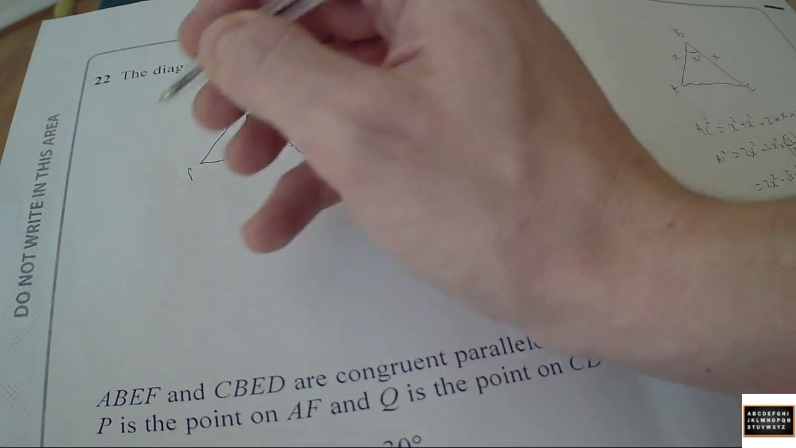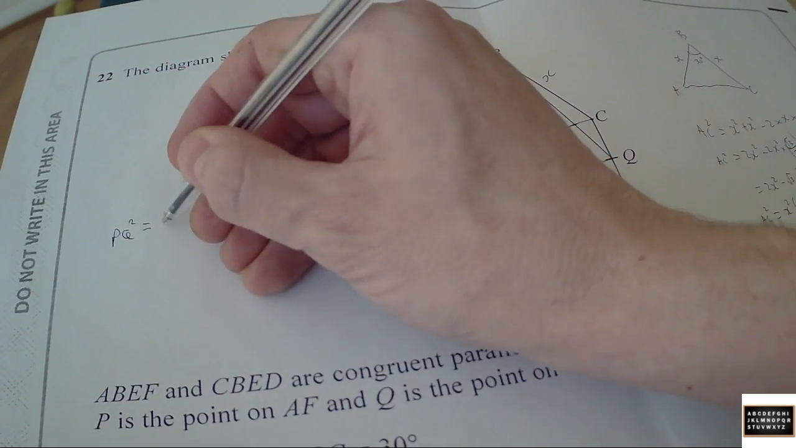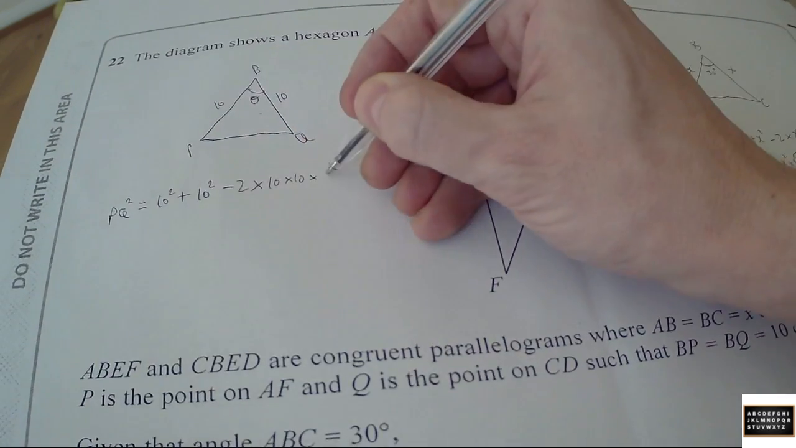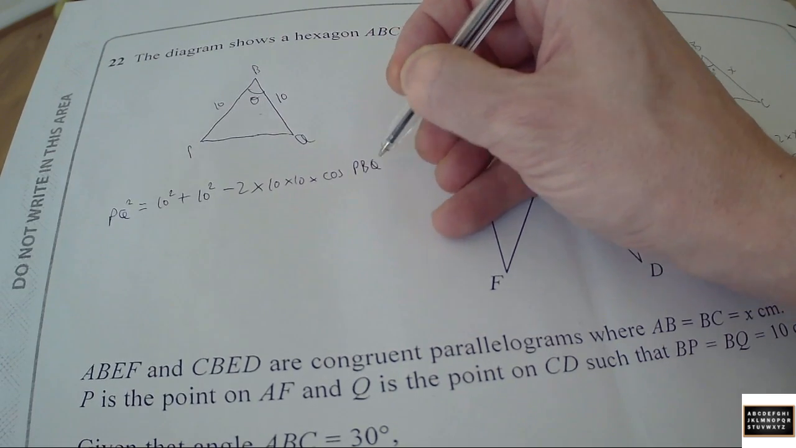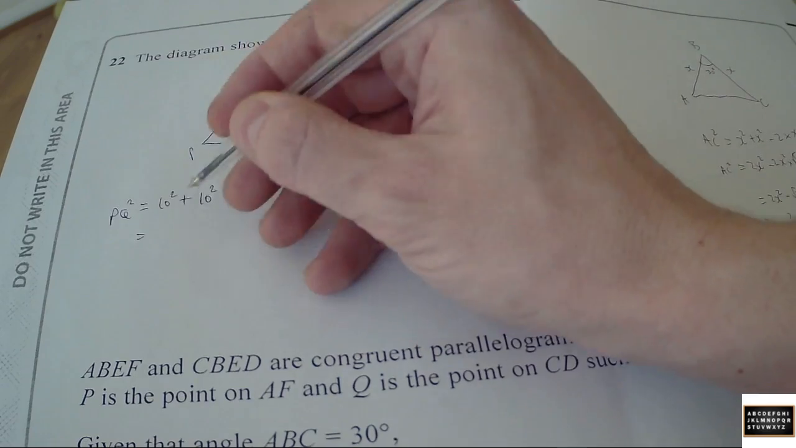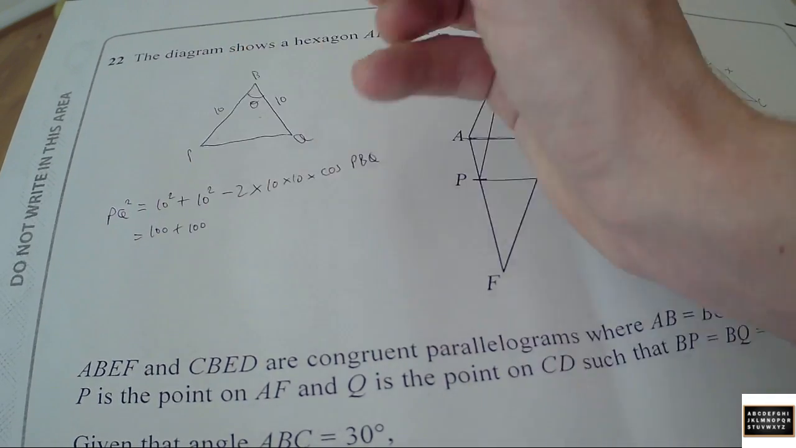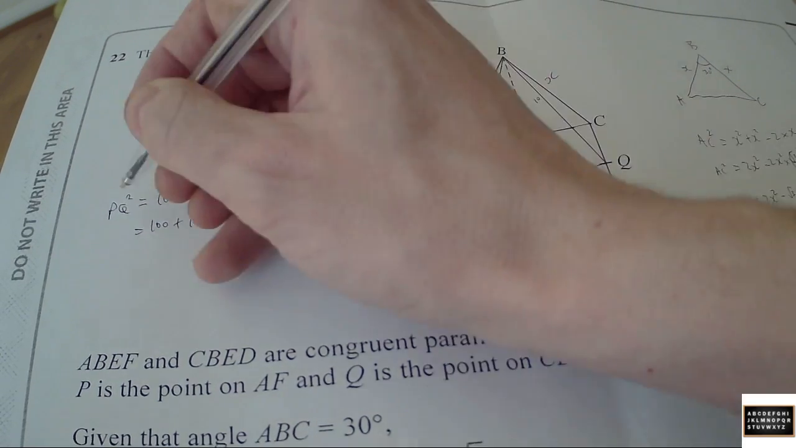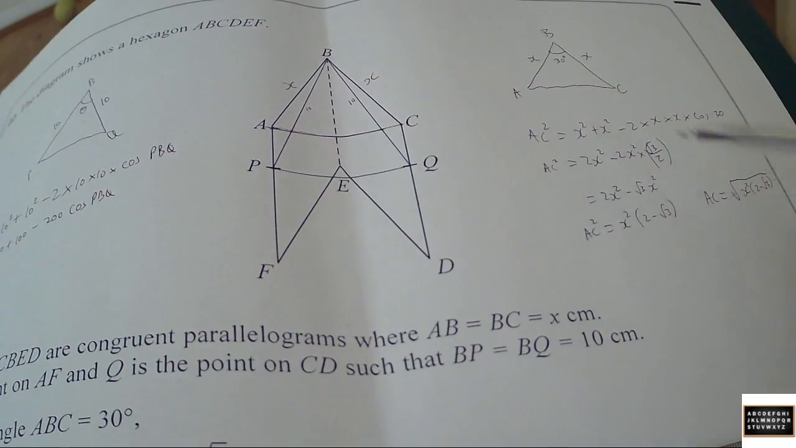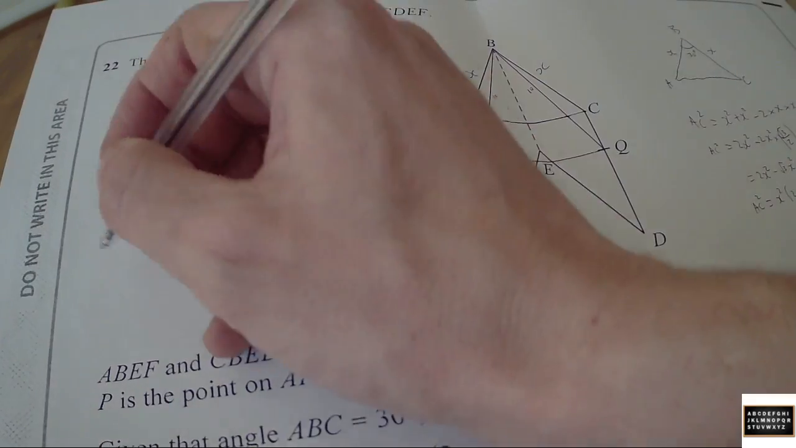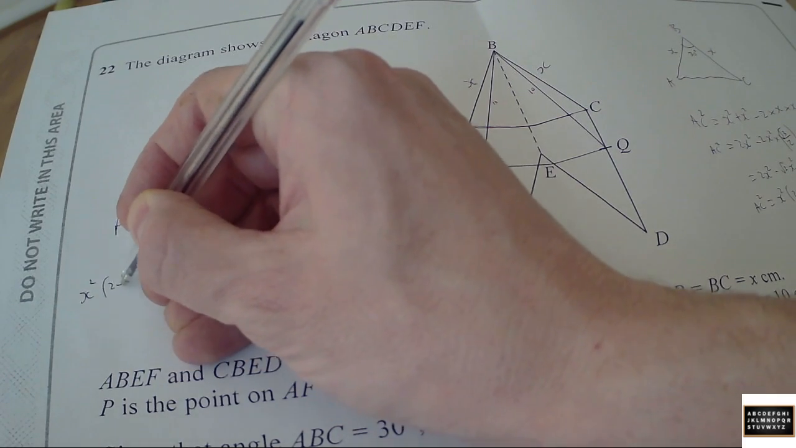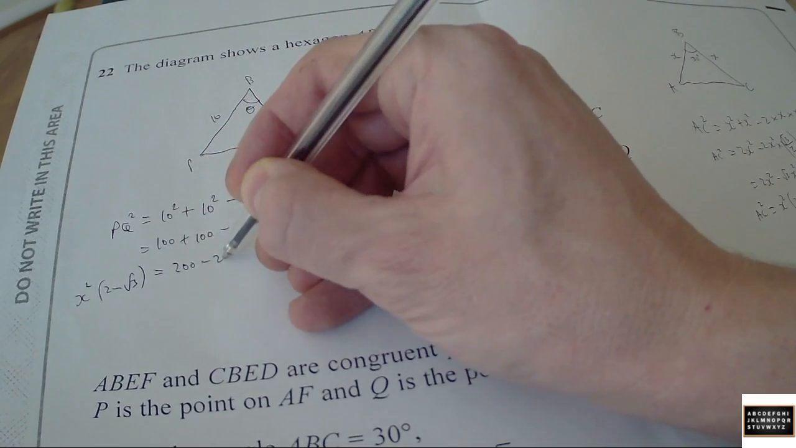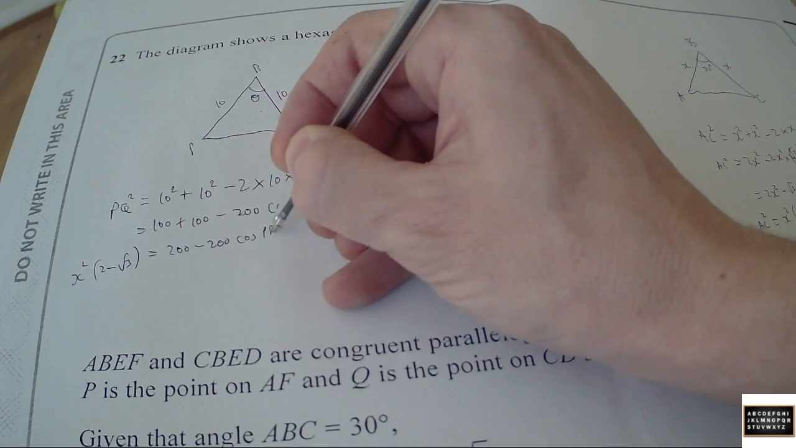So we know that PQ squared equals 10 squared plus 10 squared minus 2 lots of 10 times 10 times cos of PBQ. This is the one we want for later on. 10 squared is 100, and then again 100. I've got 200 here, and then cos PBQ. PQ squared from earlier, just a reminder, that's this. Okay, so we're going to write that down now. x squared times 2 minus root 3 equals 200 minus 200 cos PBQ.